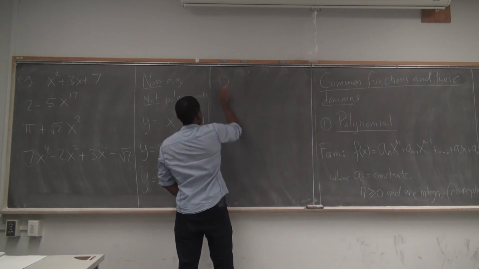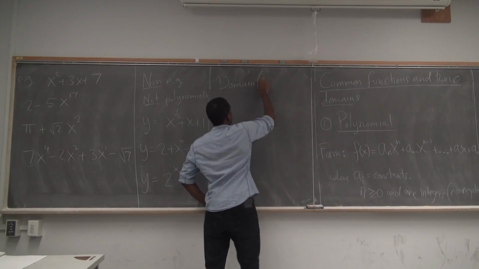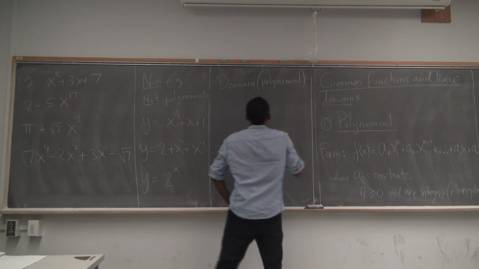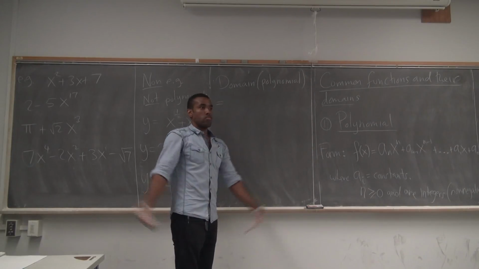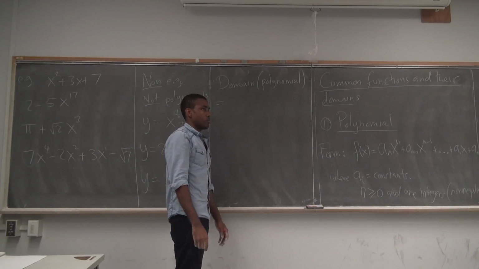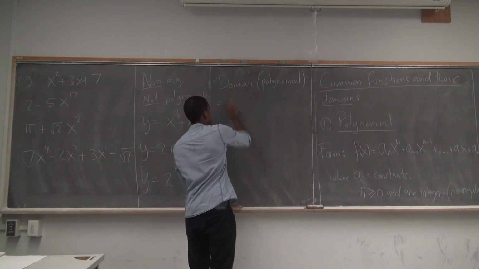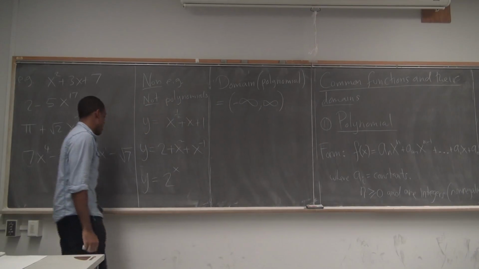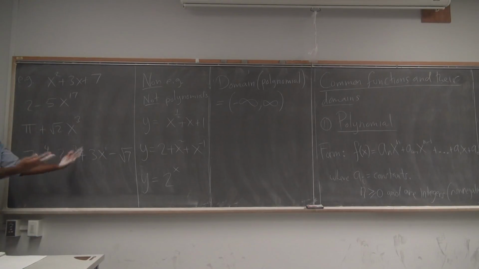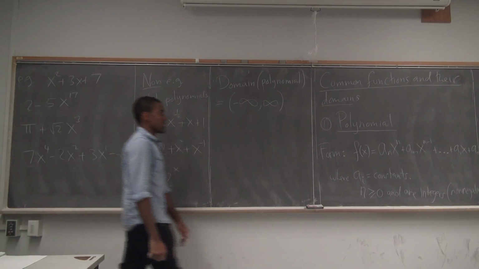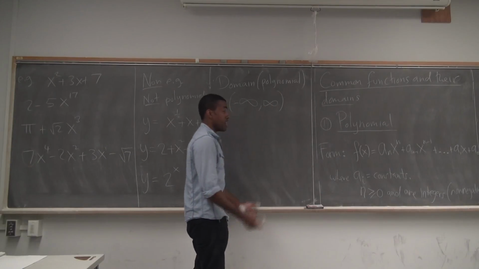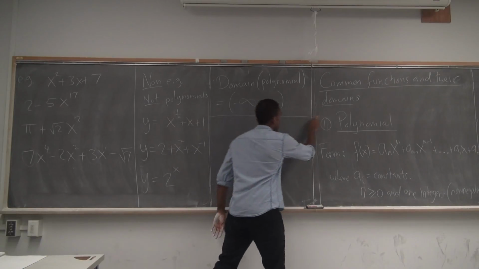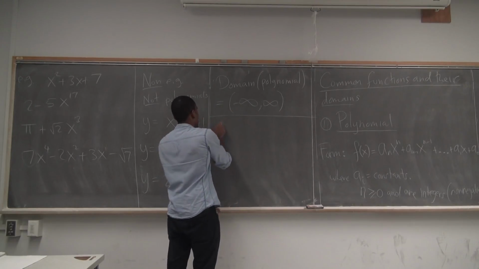Now, the domain of polynomials is negative infinity to positive infinity. Polynomials are very nice functions. They work anywhere on the real line. I can literally plug in any real number into these x's, and I will get an answer that makes sense. So this is one class of function, polynomials. The domain, unless I give you a restriction, is everything. It will work everywhere, all the time. Very nice functions, polynomials.